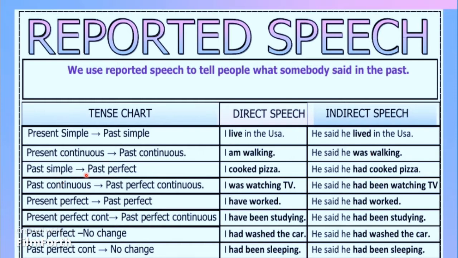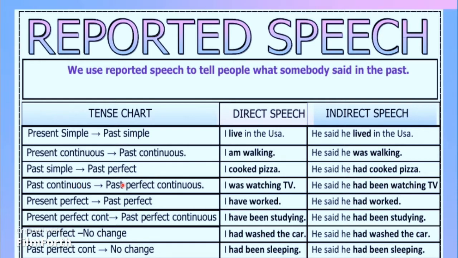Past simple becomes past perfect. Now you all should know, children, when it comes to past perfect, it has "had" in it, right? Okay, so "I cooked pizza." "He said that he had cooked pizza." Here you have to use "had" and "cooked," it's past. So it becomes past perfect.